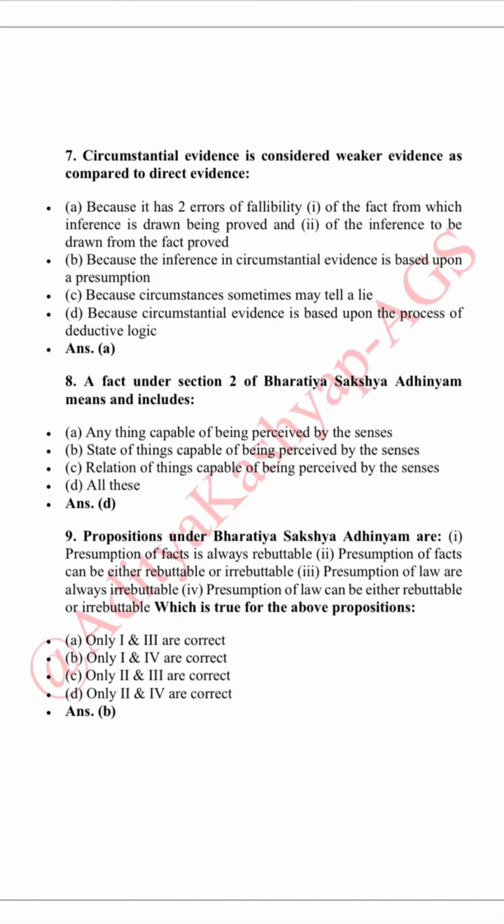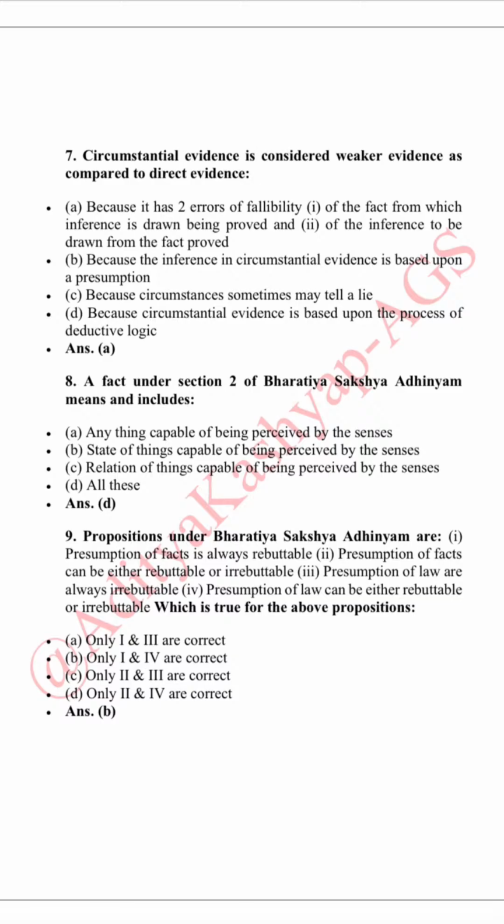क्वेश्चन नंबर 7. क्वेश्चन नंबर 7 क्या कह रहा है? Circumstantial evidence is considered weaker evidence as compared to direct evidence. ठीक है, ये बात तो सही है. तो क्यों सही है? इसका explanation क्या होना चाहिए? Because it has two errors of fallibility: first, of the fact from which inference is drawn being proved, and of the inference to be drawn from the fact proved. Okay, so this is the correct explanation.